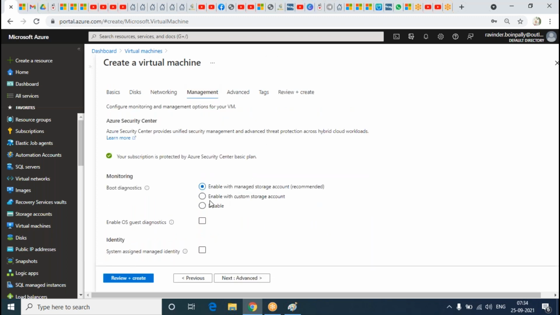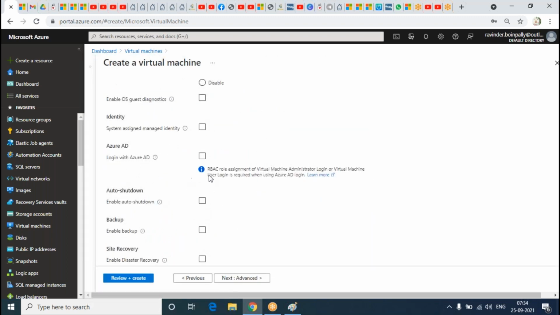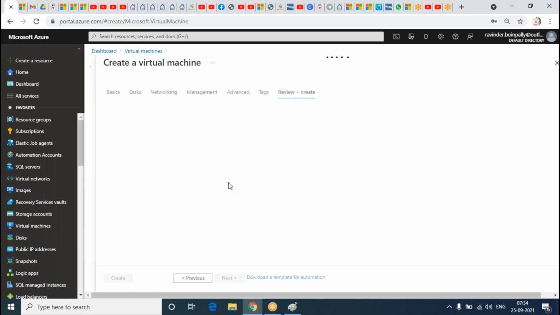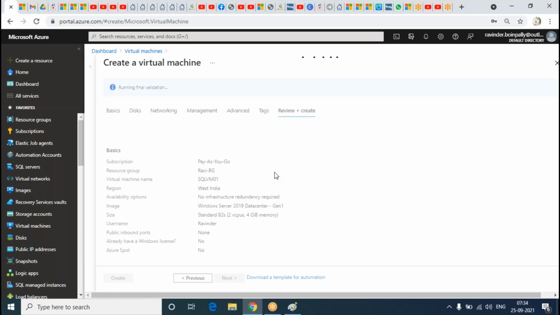So in management, we discussed boot diagnostics, and the other things are still left to talk about. And in advanced, we talked about all of this. So now I'm going to create it. I'm going to create two more VMs very quickly, and then we start the discussion.